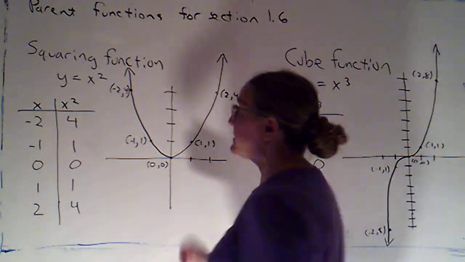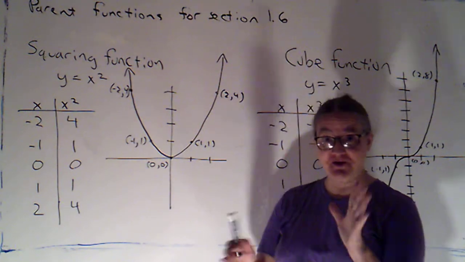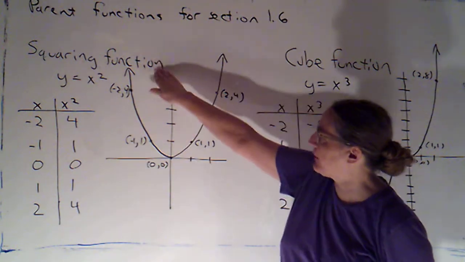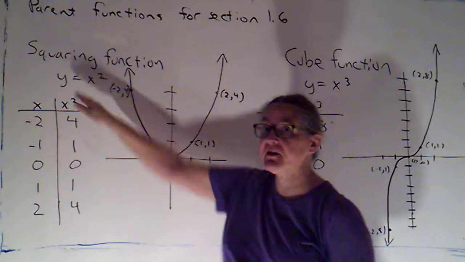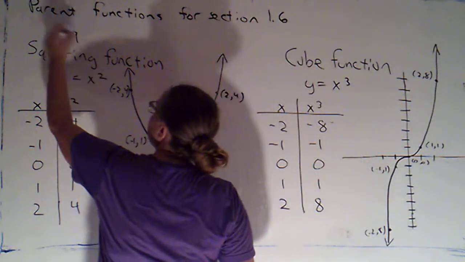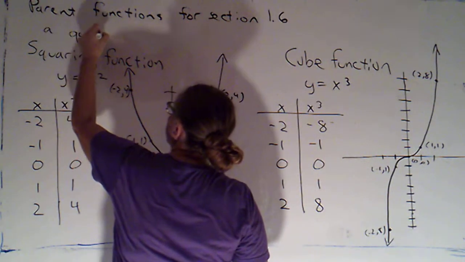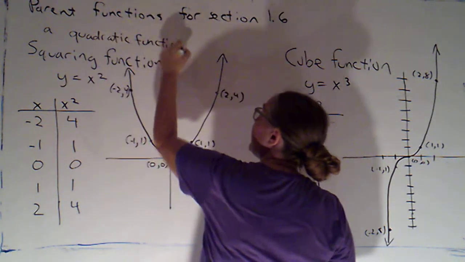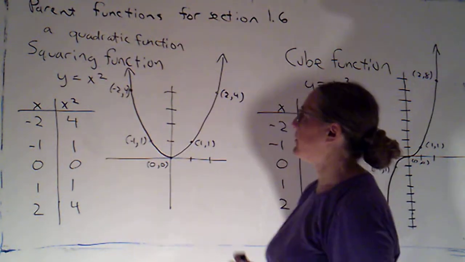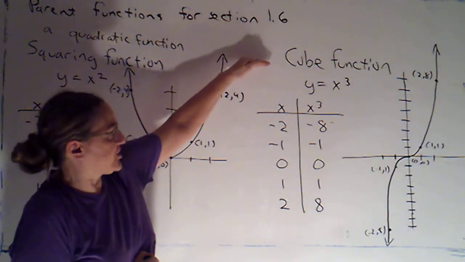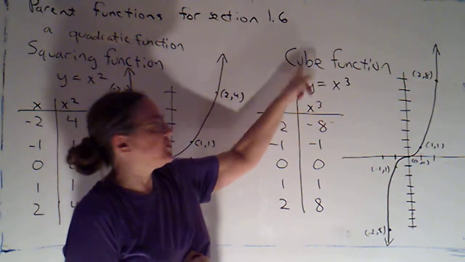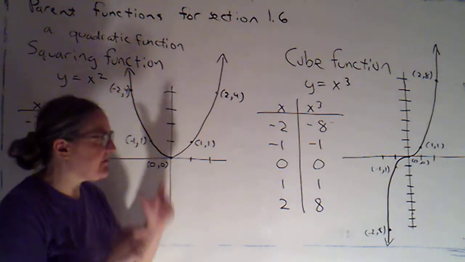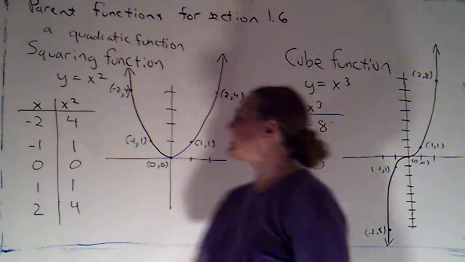We look at lines, the first two parent functions on your list of parent functions are the squaring function, y equals x squared. That's an example of something that's called a quadratic function. And we'll be studying those in more detail in a later section. All right. And then the cube function, y equals x cubed, or you could call it the cubing function. Textbooks give things different names, it varies.